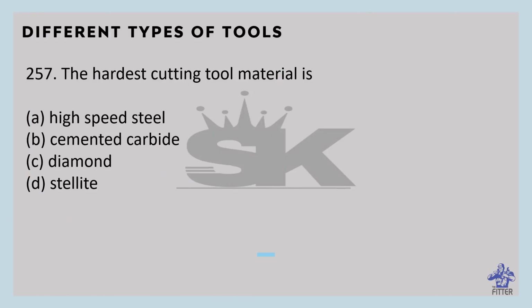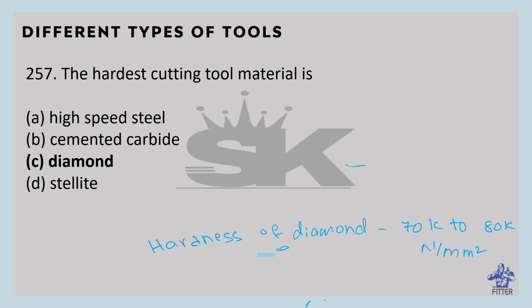The hardest cutting tool material is diamond. The hardness of diamond is around 70,000 to 80,000 Newton per mm square.